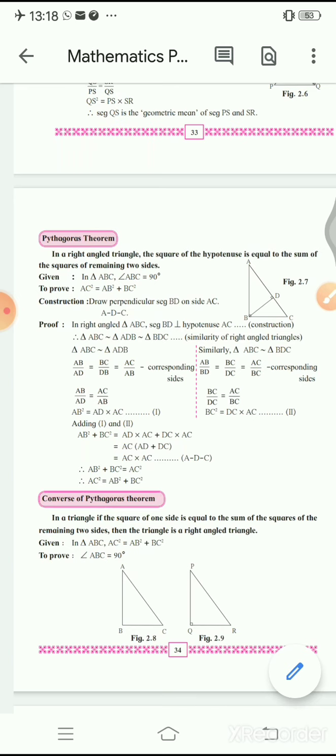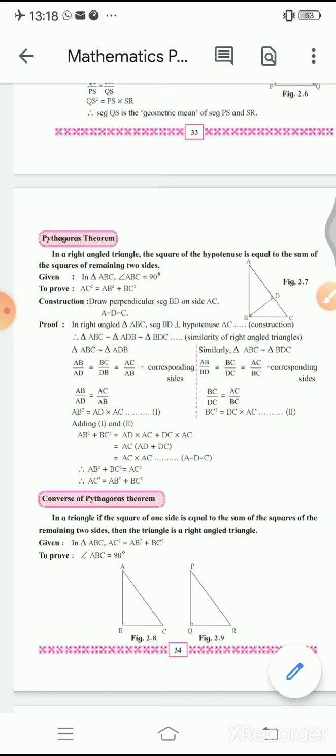Okay, let us see the statement of converse of Pythagoras theorem. In a triangle, if the square of one side is equal to the sum of the squares of the remaining two sides, then the triangle is a right angled triangle. What is the statement of converse of Pythagoras theorem? In a triangle, if the square of one side is equal to the sum of the squares of the remaining two sides, then the triangle is a right angled triangle.